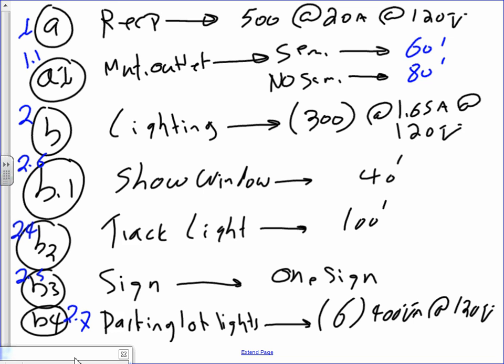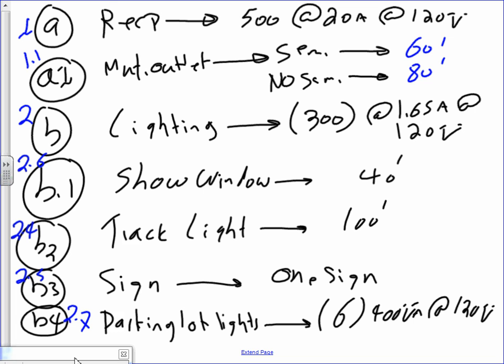General lighting. I have 300 fixtures, right? Like the one above your head. Gary, my friend, when he designed the lighting, he put 300 in that commercial building. Each one of them is running at 1.65 amp, 120 volts. I'm giving you the amps and the voltage for each one of these fixtures, so you can calculate it.